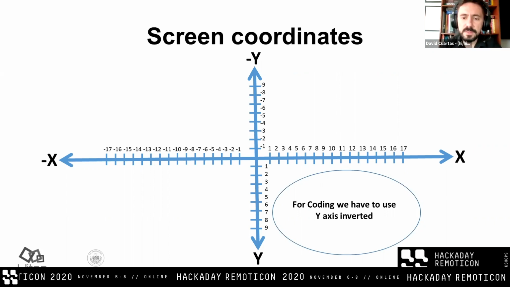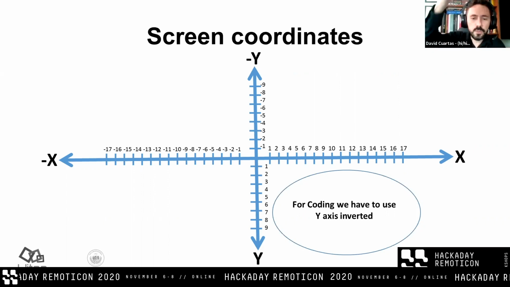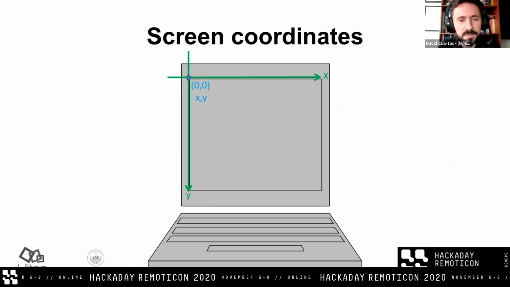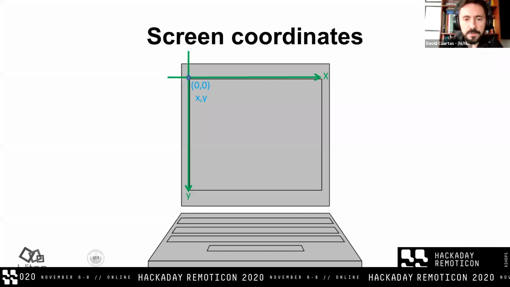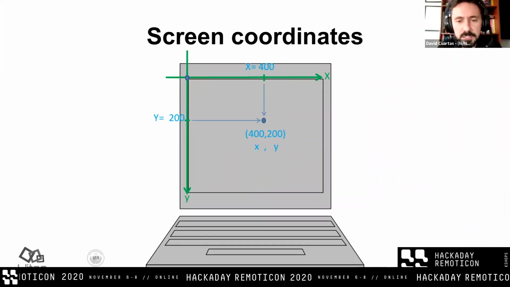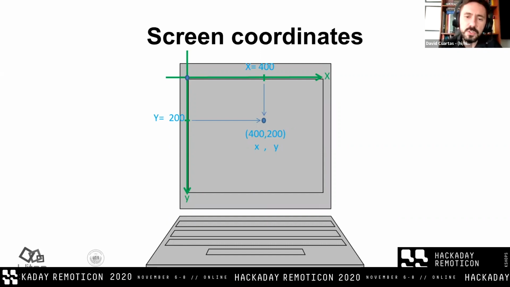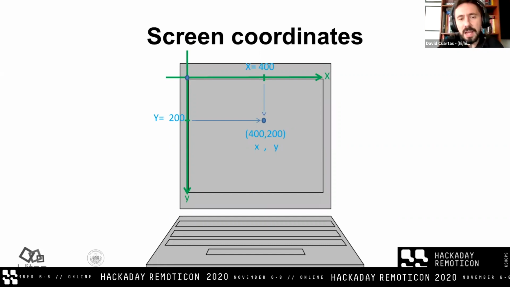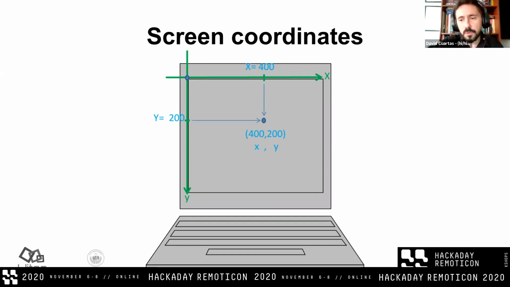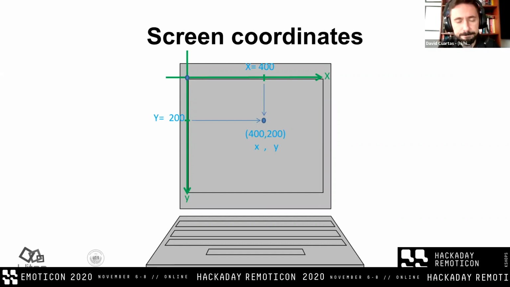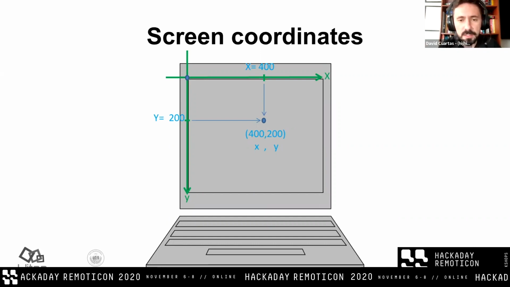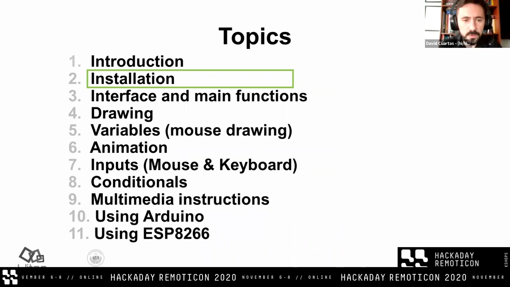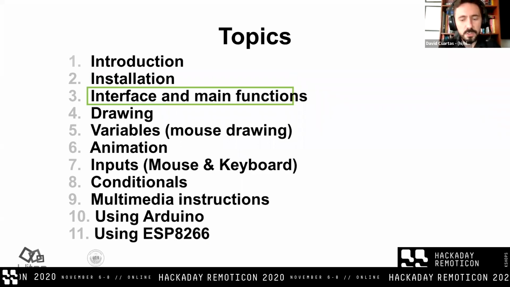So the values will increase going down. So the idea is that the origin point is the top corner on the left. So if you want to place something on the screen, for instance, at position 400 x and 200 y, you will have to move down, not moving up as you are used to doing in the regular Cartesian system.